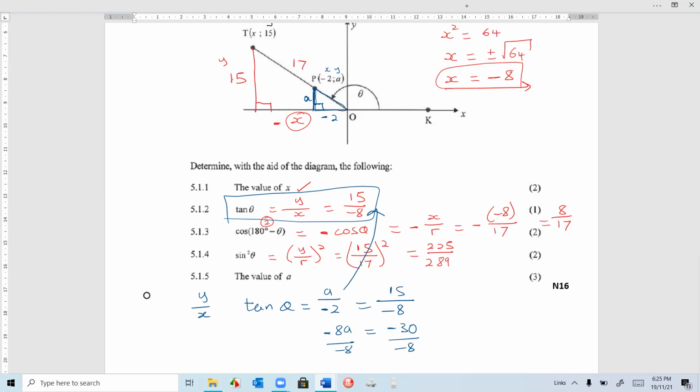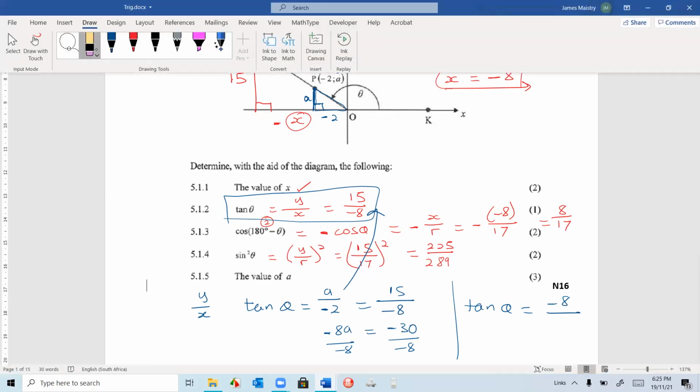Sorry, sir. Why did you say we must equate them, sir? Because we have the same angle theta referencing both triangles. So if you look at the big triangle, what is tan theta in the big triangle? It's y. Remember, the y value in the big triangle is -8 over x. No, sorry, that's wrong. The y value in the big triangle is actually 15. Let me rub that out.